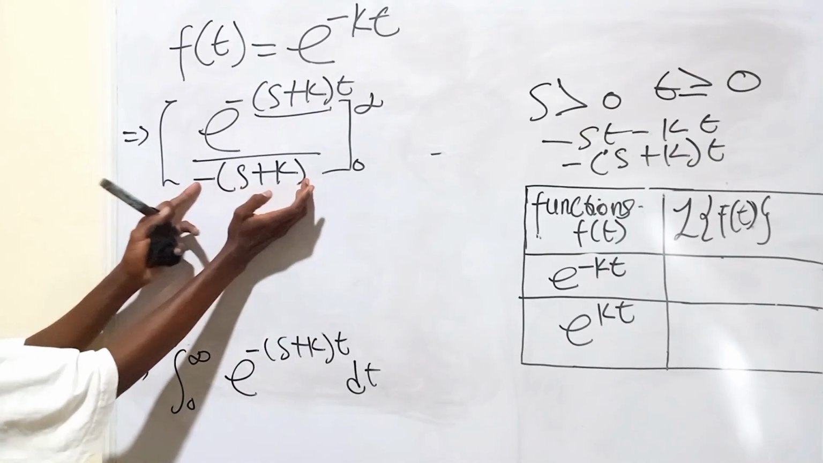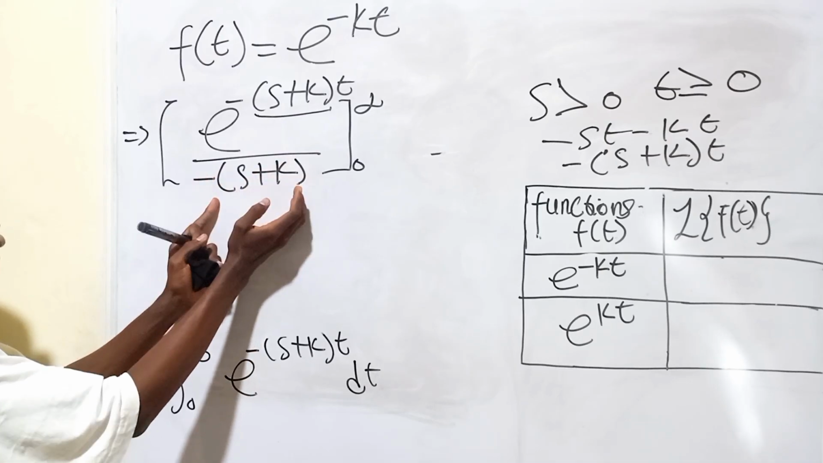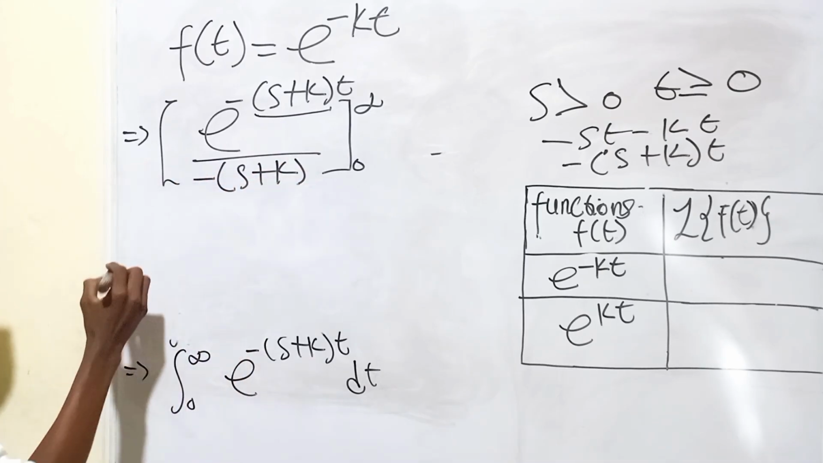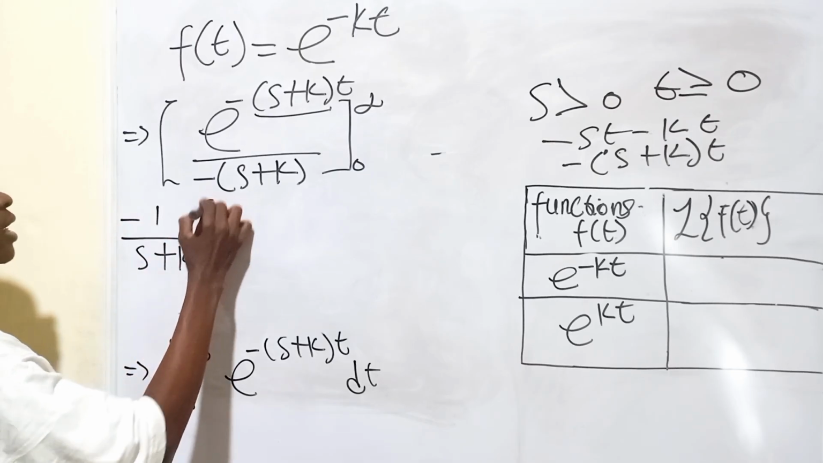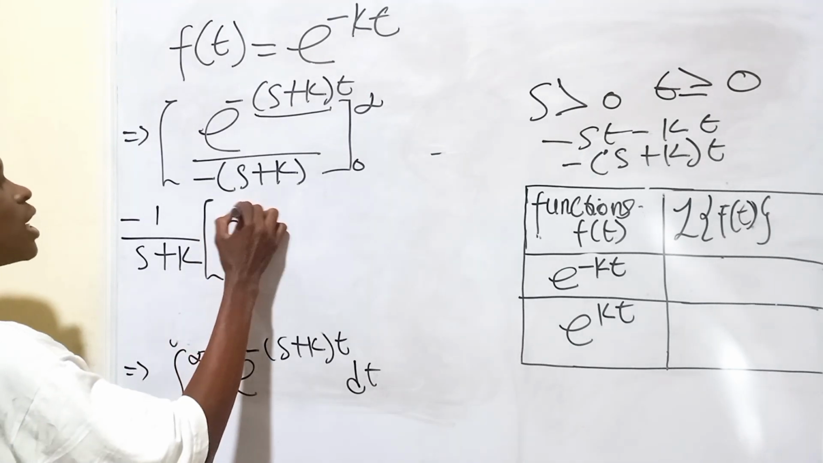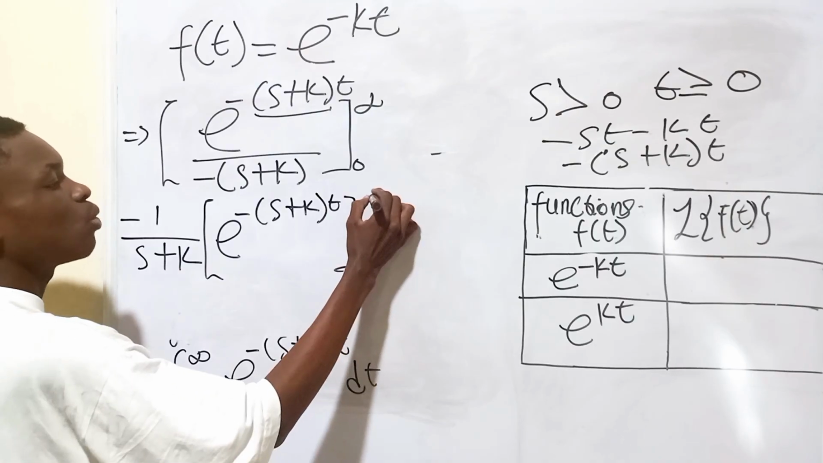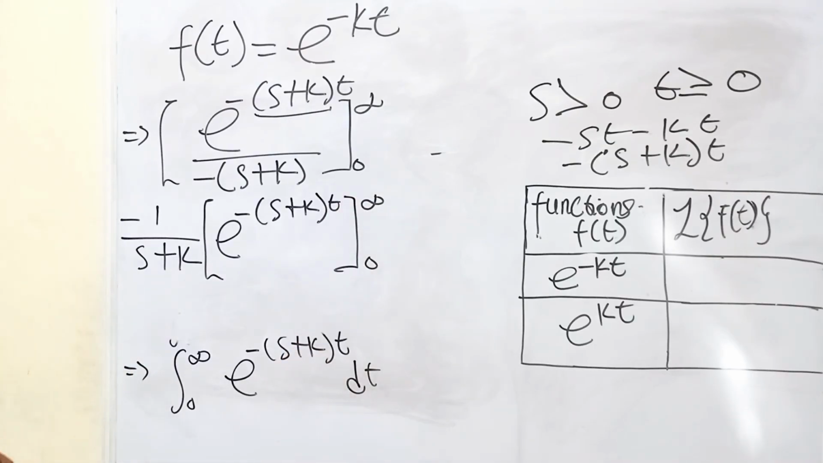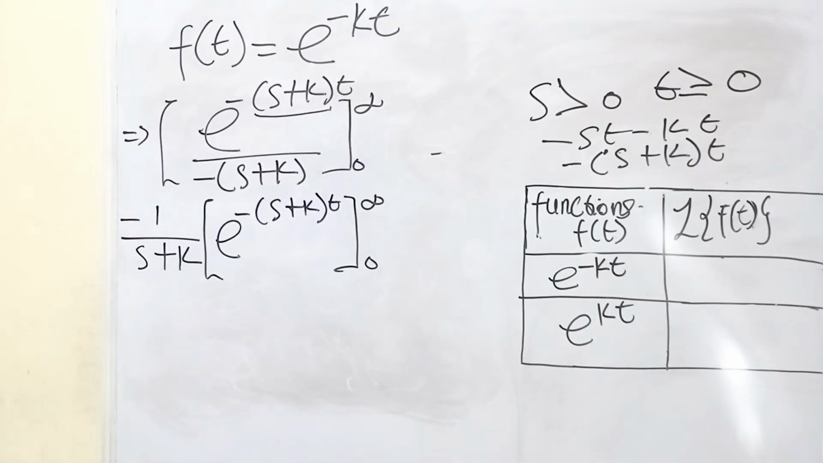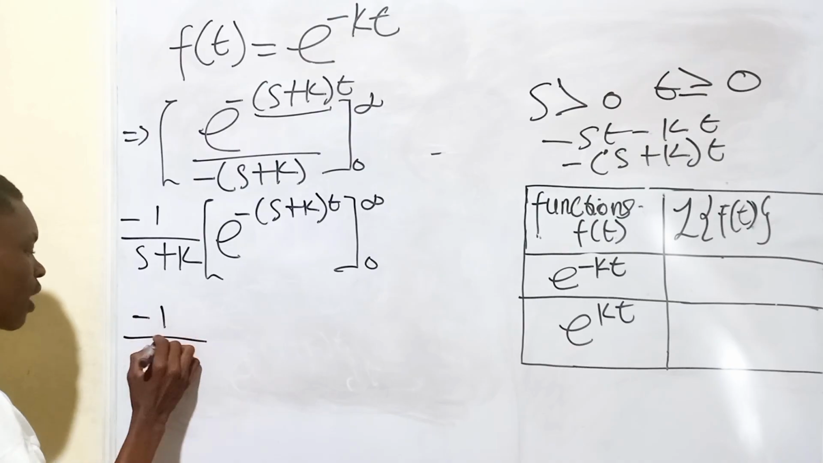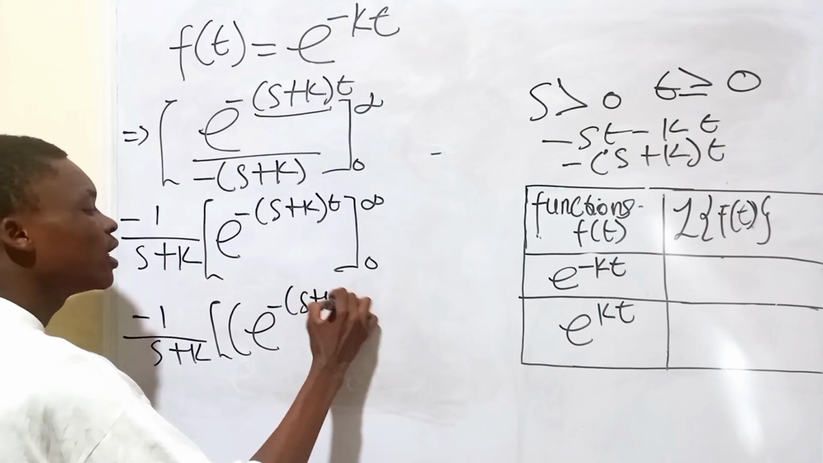Now the next thing to do is to bring out the minus into bracket s plus k outside. So we have minus 1 all over s plus k into bracket exponential negative s plus k multiplied by t. Then you put your lower and your upper boundary. The next step is to subtract the lower boundary from the upper boundary.